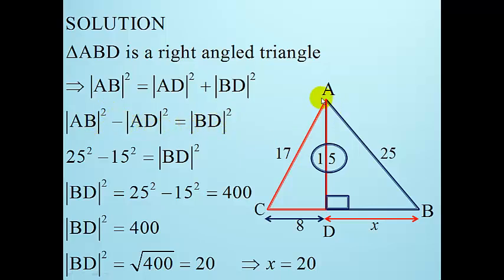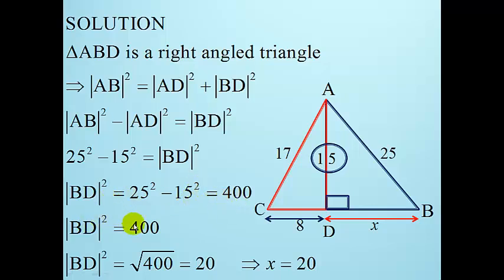Now AB square. AB from the question is 25. So we have 25 square minus AD square. AD from our calculation we had 15. So AD square is equal to 15 square. And this is equal to BD square. Now if 25 square minus 15 square is equal to BD square, then we can write it in this form, that BD square is equal to 25 square minus 15 square. That is, the right becomes the left and the left becomes the right. Now 25 square minus 15 square is equal to 400.